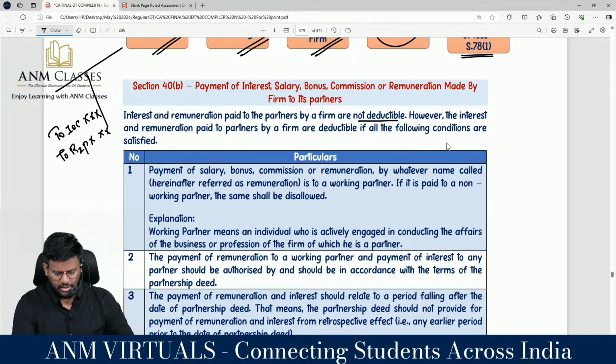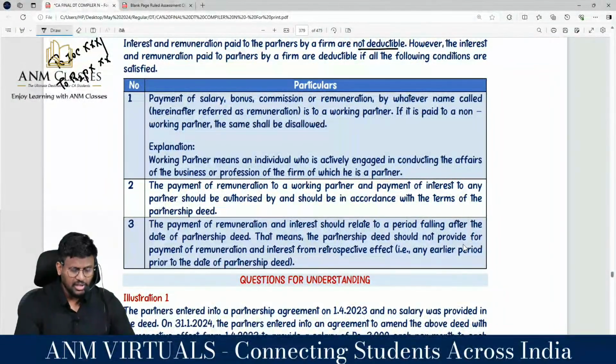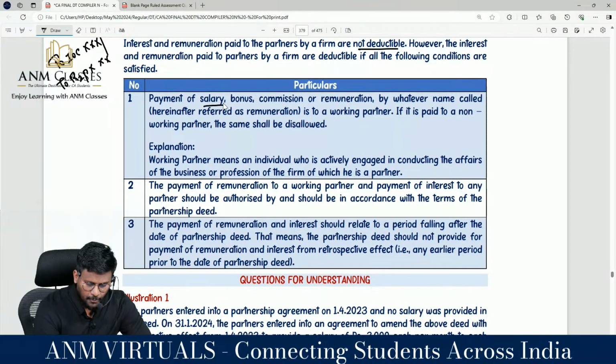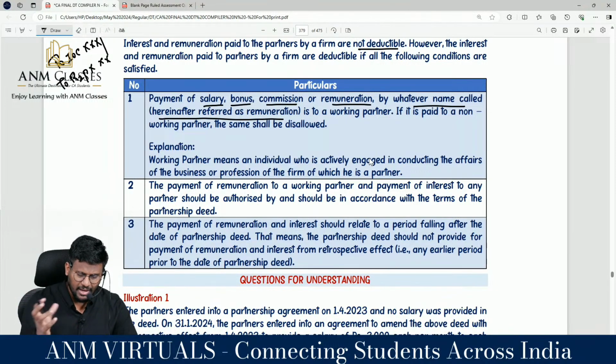Sir, my dear lovable students, if these conditions are satisfied, both interest on capital and remuneration to partners can be debited to P&L. Number one, payment of salary, bonus, commission, remuneration by whatever name called, hereinafter referred to as remuneration. So remuneration can be debited to the P&L account if it is paid to a working partner.